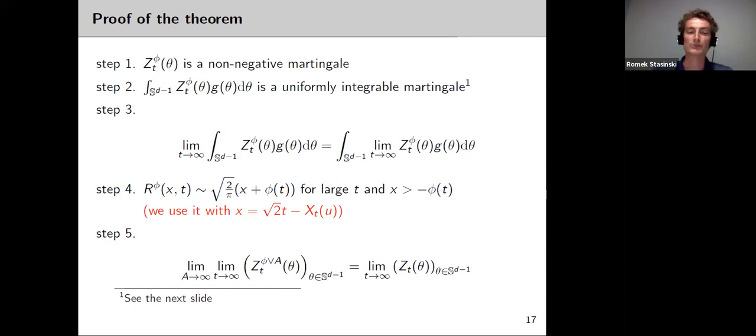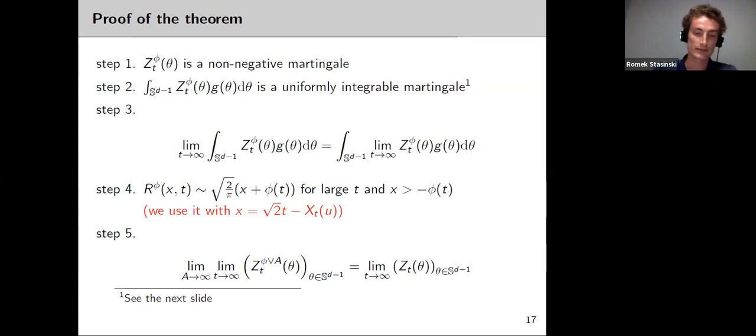So in other words, if we take the limit of a sequence of those uniformly integrable martingales, then this limit can be given as a scalar product of the pointwise limit of Z^phi with the function g that we fixed. In the next step, we show that the function r is indeed asymptotically linear, which allows us to claim that Z_t^phi should be close to Z_t for large times t.